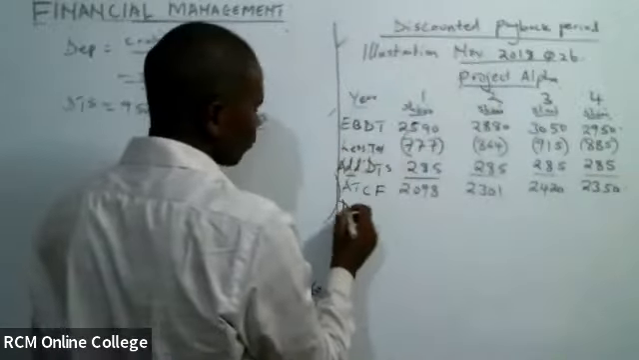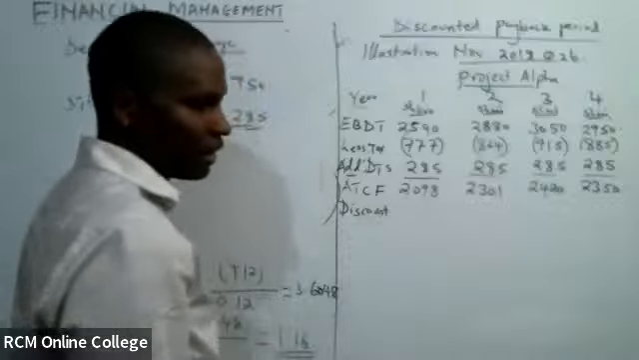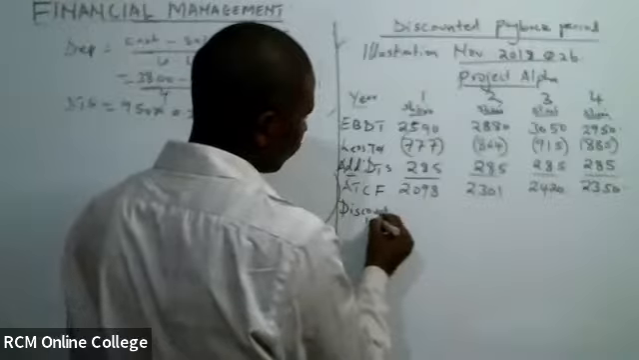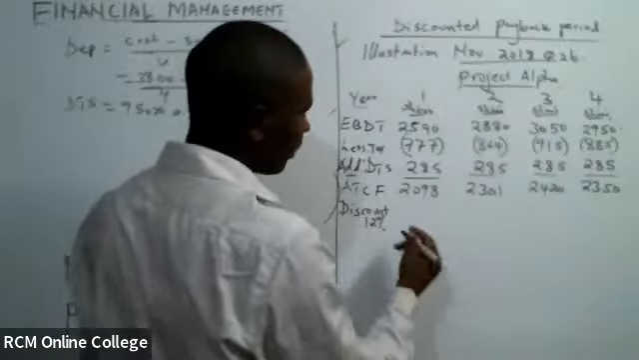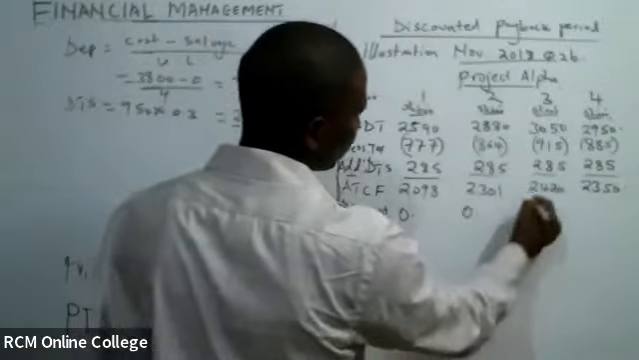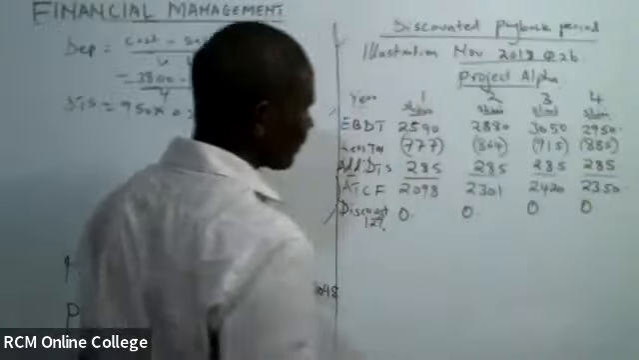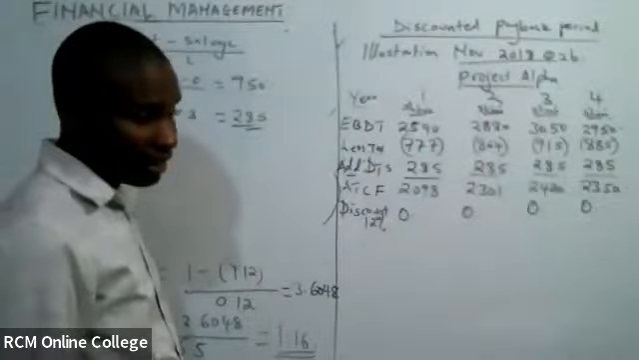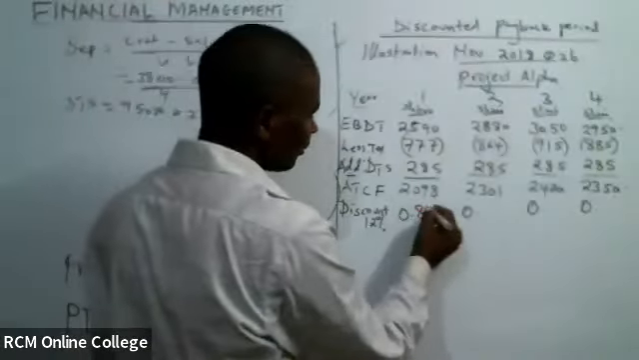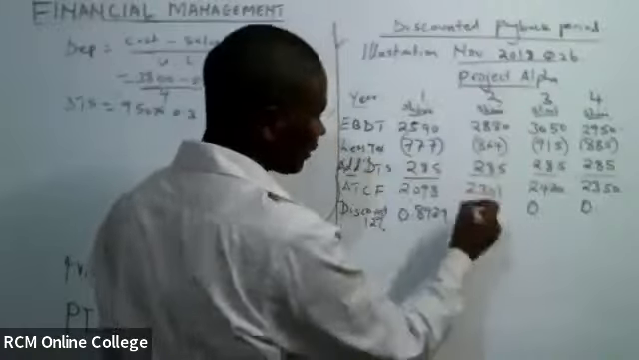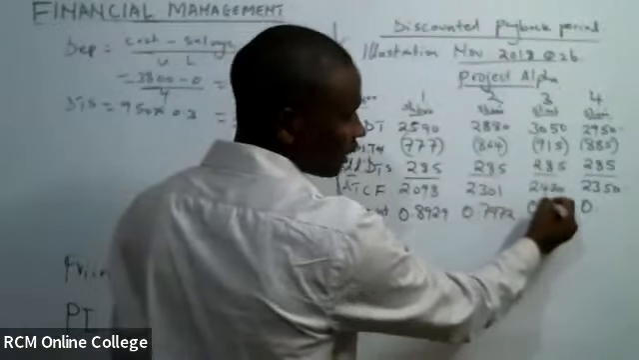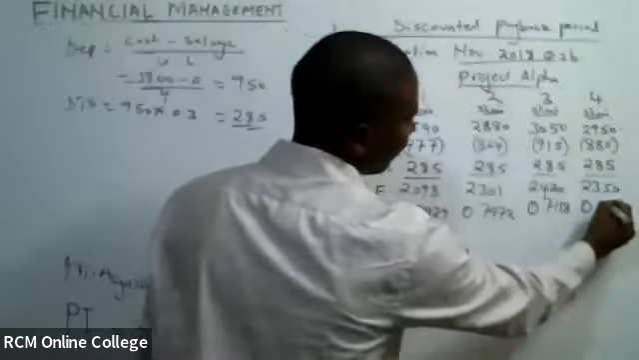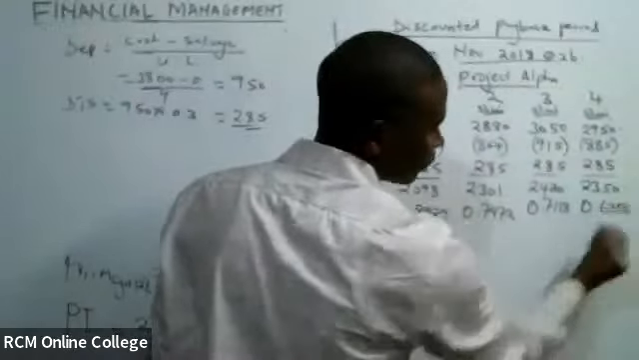Now I want us to discount. What is the discount rate? We were given 12% cost of capital, right? 12%. So we discount. These are irregular cash flows. Therefore the factors: the first is 0.8929. The second is 0.7972. The next is 0.7118. And the last 0.6355. Once you master these, it becomes easy.